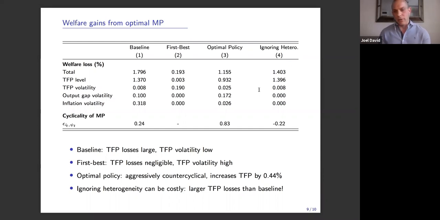So the takeaway from the slide, I know I had to rush it a little bit, is just that the losses from the level of TFP in this framework can be large. Optimal policy can go some way towards rectifying that. Optimal policy being set ignoring heterogeneity forgoes some substantial gains that we could have had.